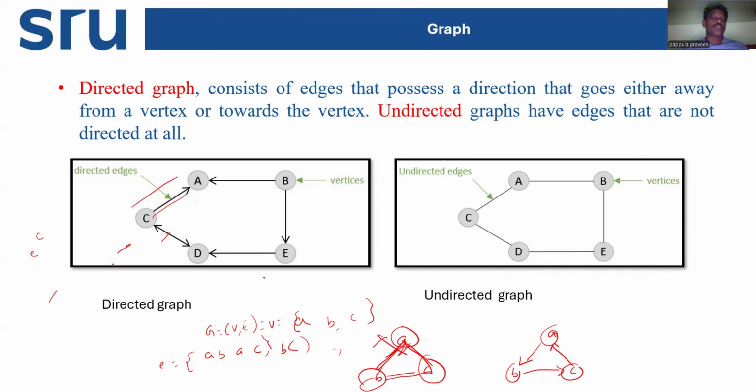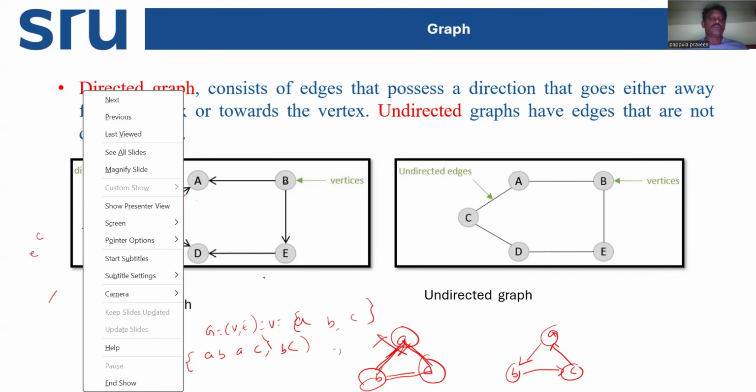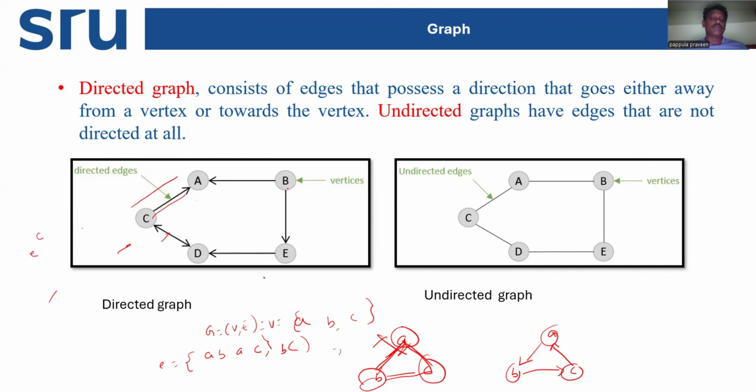Suppose the source is B and the destination is C. We start from the source. B to E is available, the direction is there, and E to D direction is there, and D to C is also there. This is the path from B to C in the directed edges.